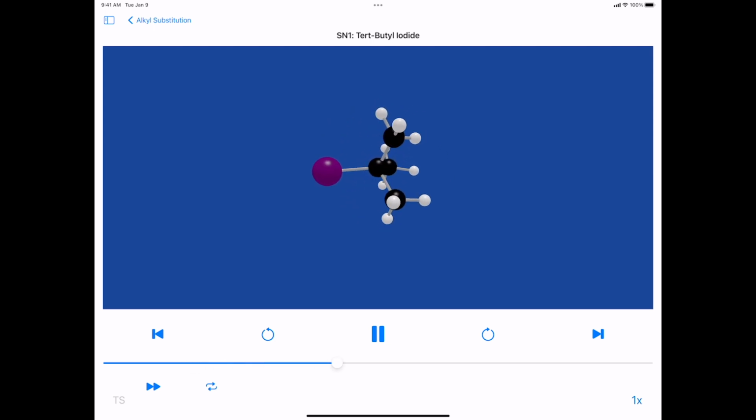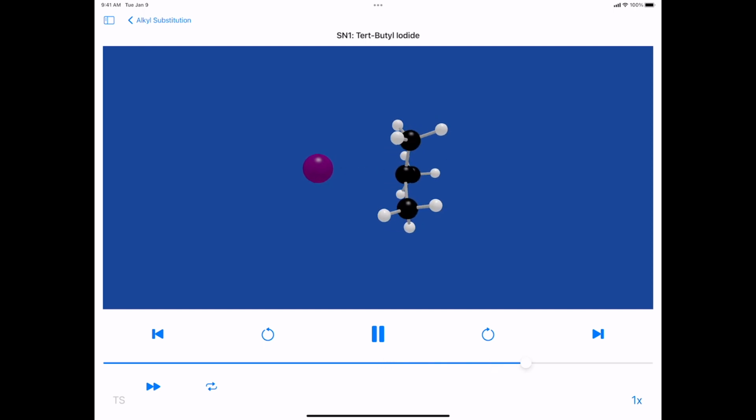All right, do you see how the bond between carbon and iodide is changing there? Do you see how it's fluctuating a little bit? At some point, if the molecule has enough internal energy, the spring can sort of snap and iodide can leave.